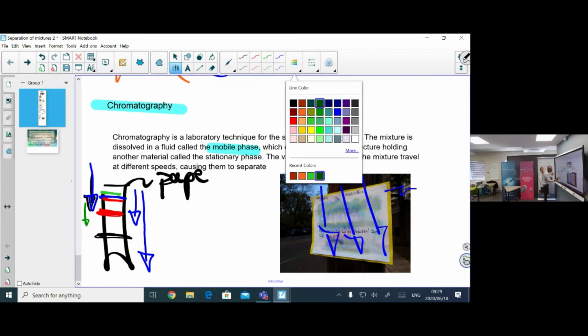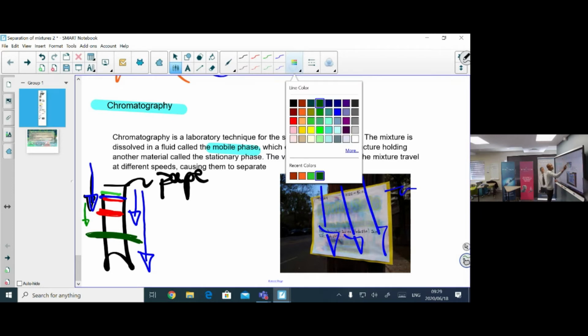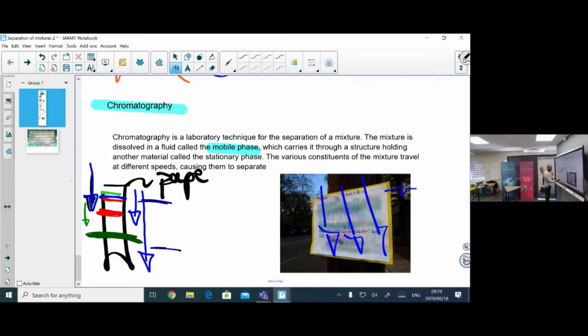Will be able to run easier and settle lower down the paper, meaning they will run through the paper at different rates due to the particle size of these inks or colors, right? Some will settle higher up the paper, while some settle lower down the paper due to their particle size. And that's all well and great.